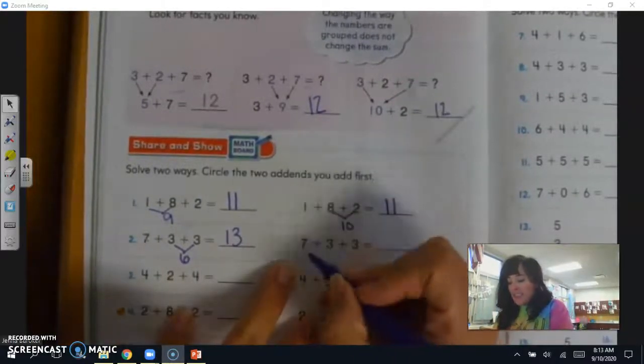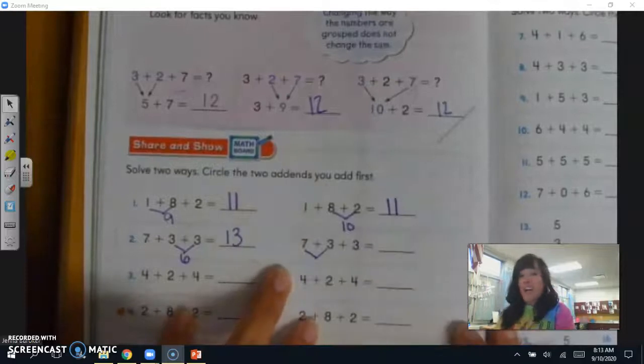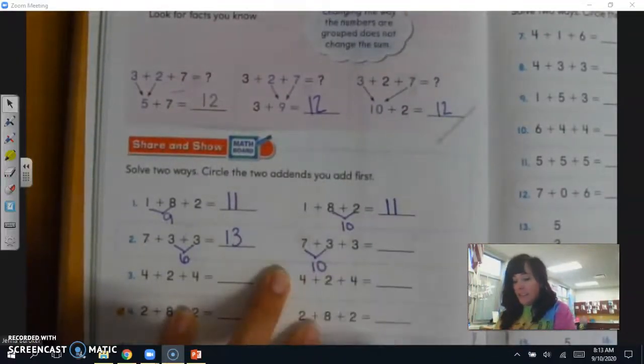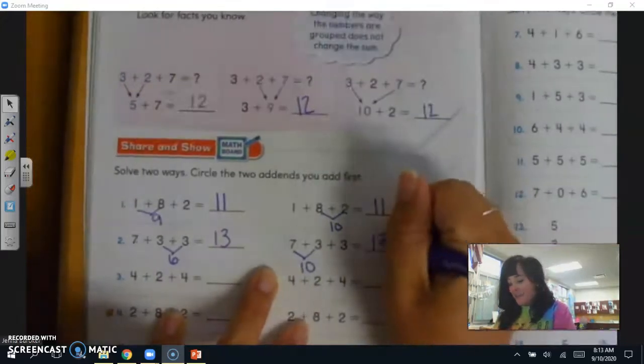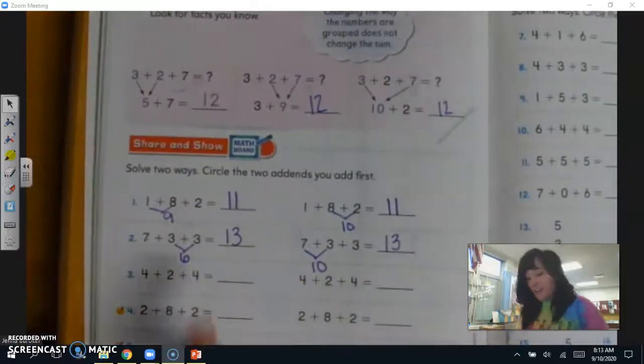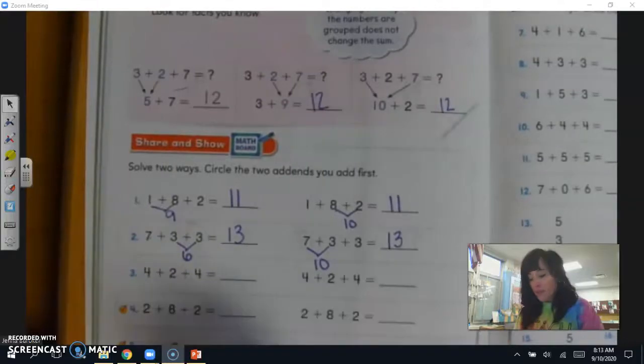Okay, I also see 7 and 3. 7 and 3, I know that makes 10. 10 plus 3 equals 13. Did we get the same answers? We sure did. All right, let's keep going to number 3.